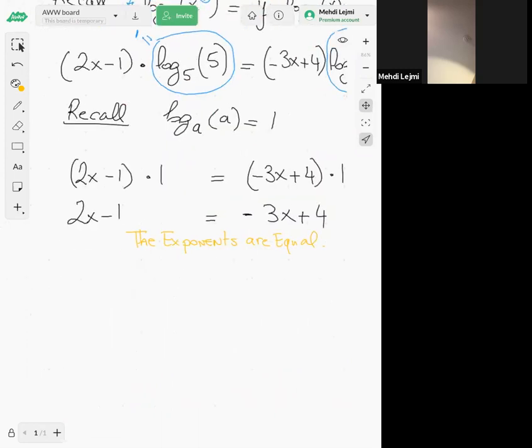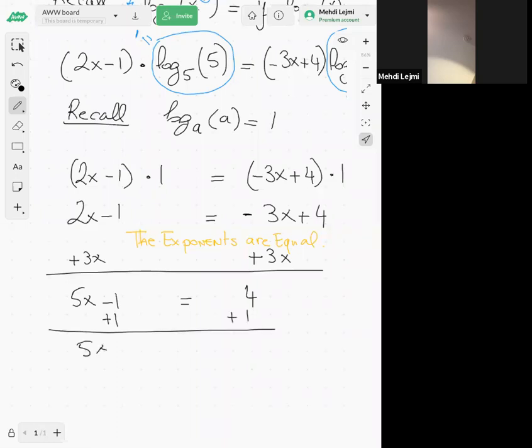It's not very hard. I add 3x on both sides, so that would be 5x minus 1. The minus 3x and plus 3x cancel out, so it's just 4 on the right side. There's plus 1 here, plus 1 here, so that will be 5x equals 5. Divide by 5 on both sides, and so your x is equal to 1.